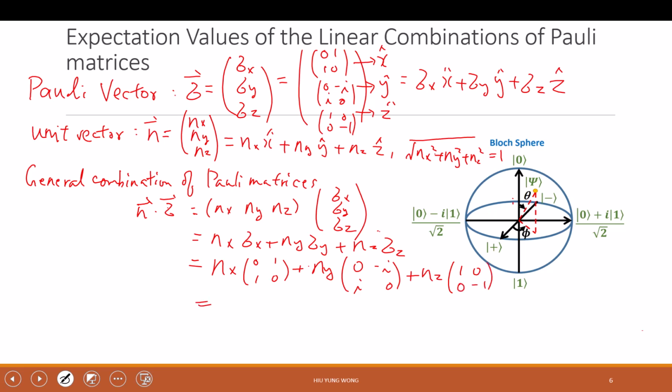Right? You go through the math. This is just equal to nz, nx minus i ny, nx plus i ny, negative nz. That is a matrix that corresponds to unit vector n.